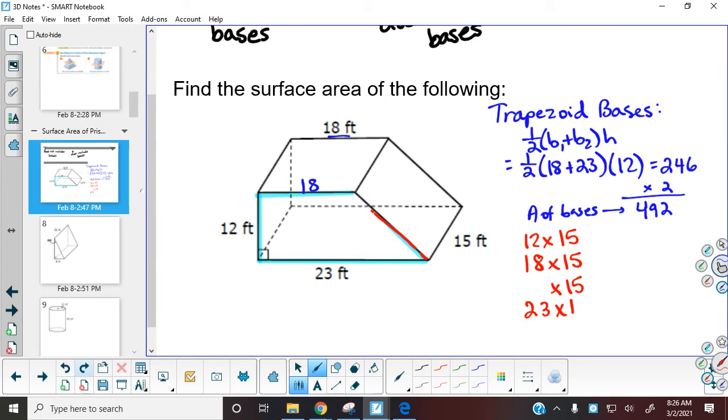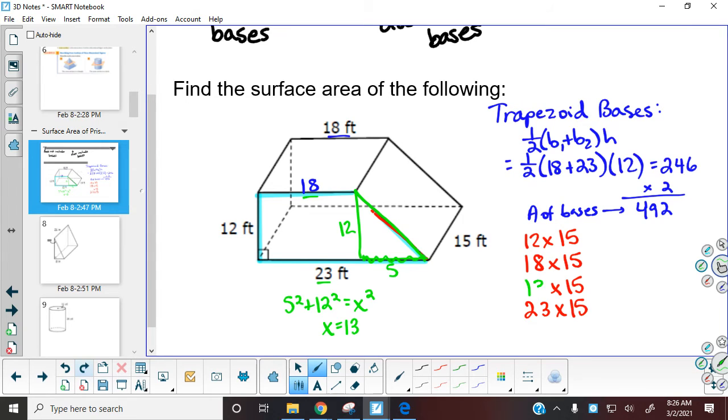So let's take a look at that missing dimension that we don't have yet. When we look at this length here, we can use this right triangle down here to figure out that length. We know this is 12. This length here will be the difference between the 23 and the 18, which gives us 5. So we can do 5 squared plus 12 squared gives us our unknown squared, and when you solve for that, you get 13.